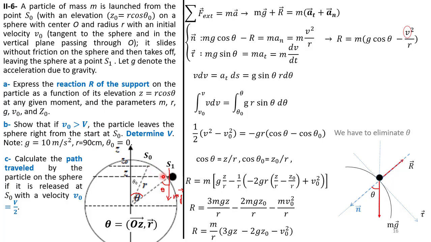We need to find the length of the arc S0, S1, if the particle is released at S0 with a velocity V0 equal to V over 2, where this V is the same as this V. And we have already found that this V is equal to 3 meters per second. So V0 is equal to 3 over 2, which means that V0 is equal to 1.5 meters per second.